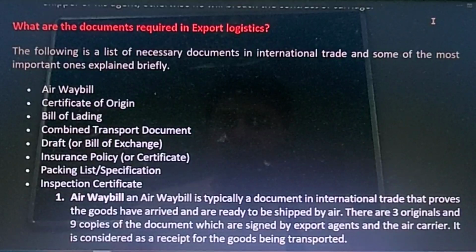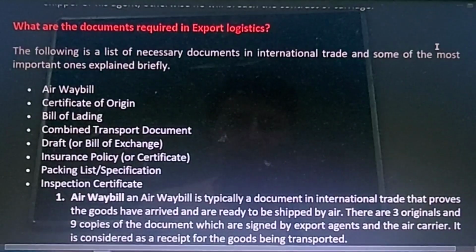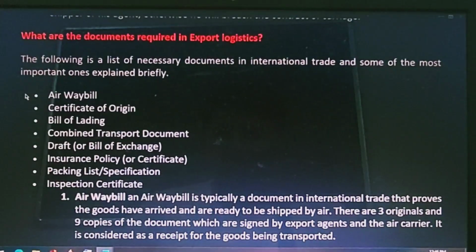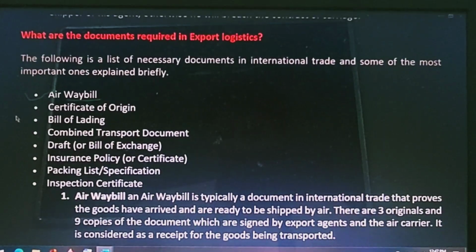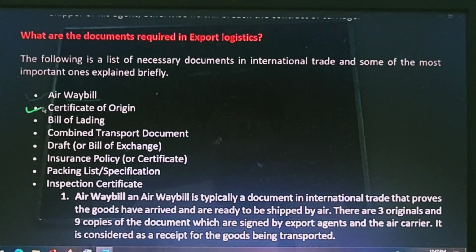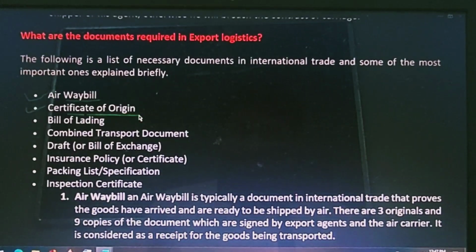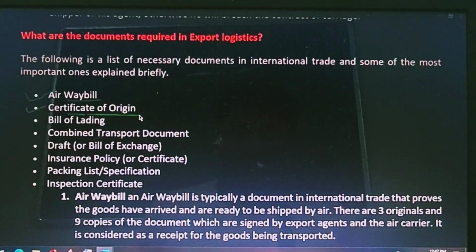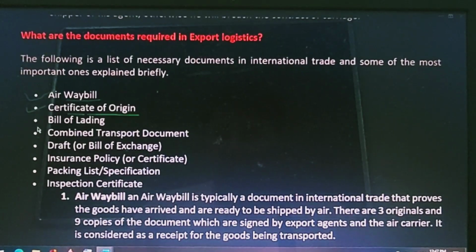Okay, the first question is, what are the documents required in export logistics? These are the following documents required for this. First, air bill. Without an air bill, you cannot import or export goods and services in the international market. Then you must sign one certificate of origin. Certificate of origin is where the goods are made, like in which country the goods are manufactured. So accordingly, the manufacturer will issue this certificate.